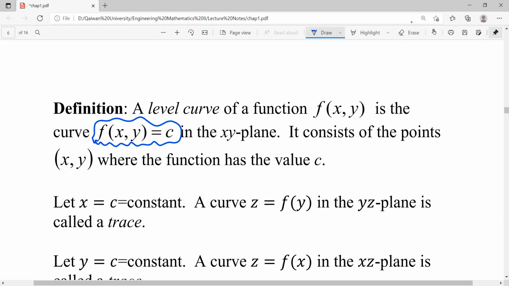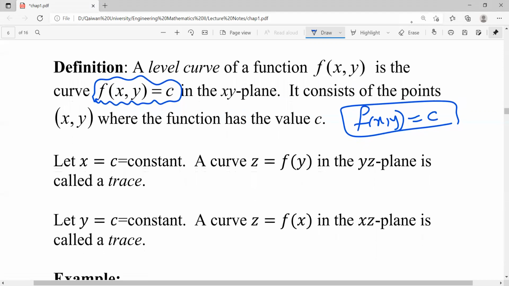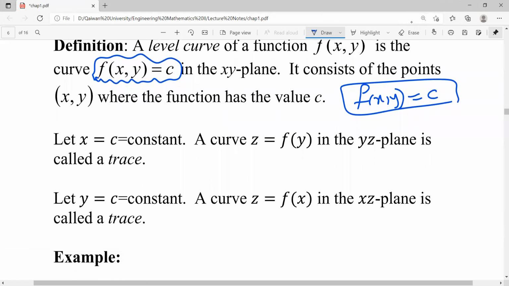Then we draw the graph of f of xy equals c. We are going to draw the graph of this function. If we have two independent variables, that means it's in the xy plane. We draw the graph of this function. And also we have trace.